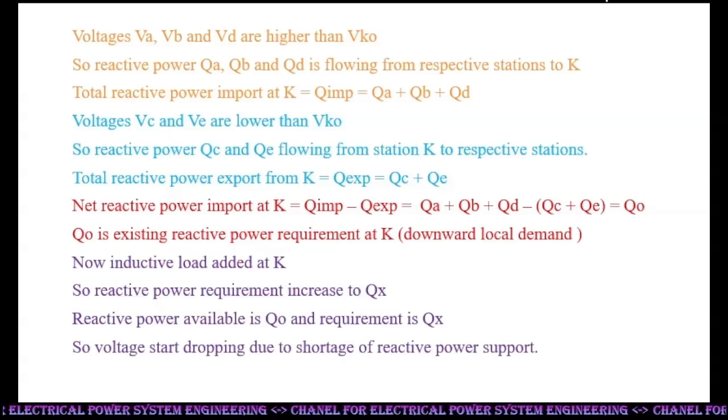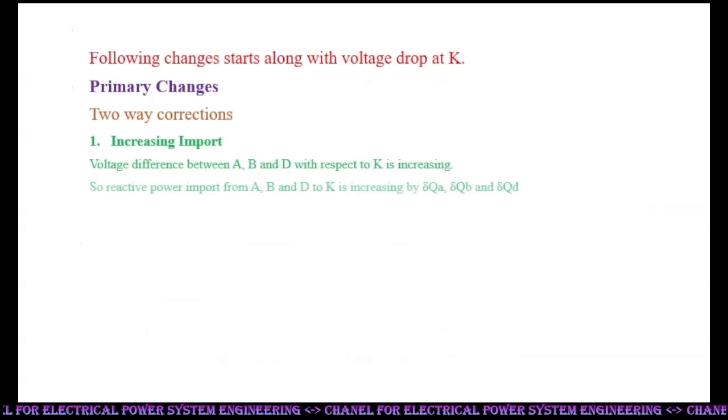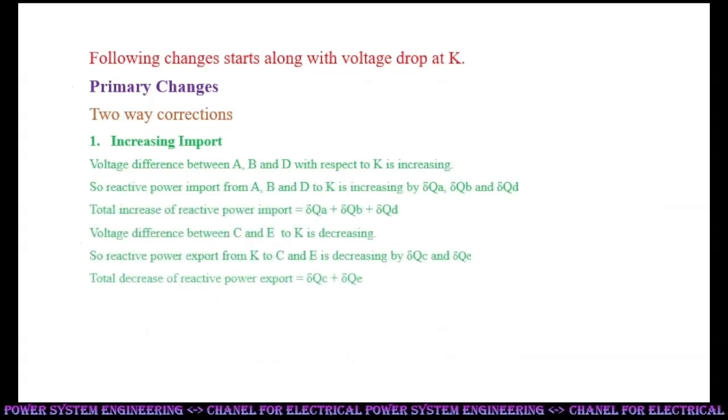Now an inductive load is added at K. So reactive power requirement increases to QX. Reactive power available is QK0 and requirement is QX. Voltage starts dropping due to shortage of reactive power support. The following changes start along with the voltage drop at K.